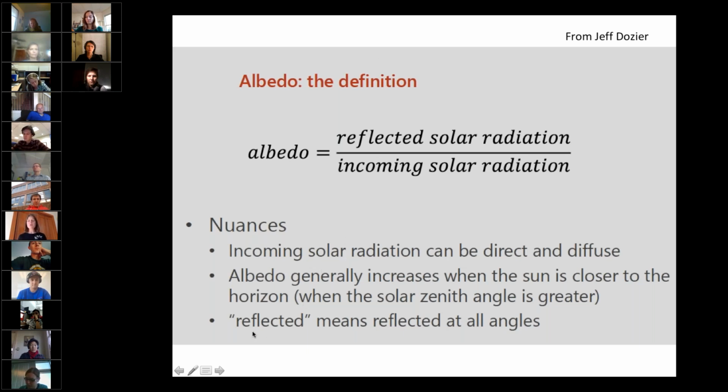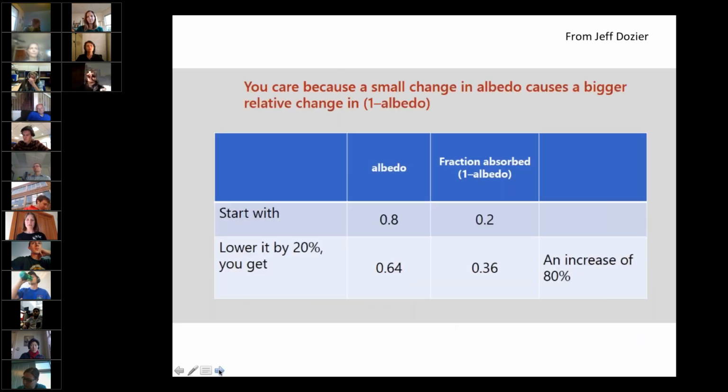And the term reflected really means reflected at all angles. So it's just going away from the snowpack. If you want a really super fancy model, you can reflect light back to the snowpack if there are more mountains around it. Most of the studies I've read where people have done that show it to be a fairly small source of extra light.